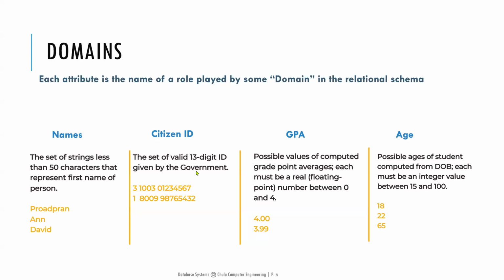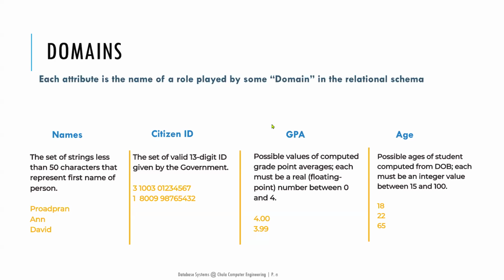Now, for the citizen ID, an example of a domain would be this. It's a set of valid 13-digit IDs given by the government. So I say that at least it has to be a 13-digit ID. But for the domain, you can also have a specific constraint that the data must be valid. For example, if you know that the last digit is a check digit, then you have to compute that check digit such that it is valid within that domain. So, an example of this 13-digit ID is like this.